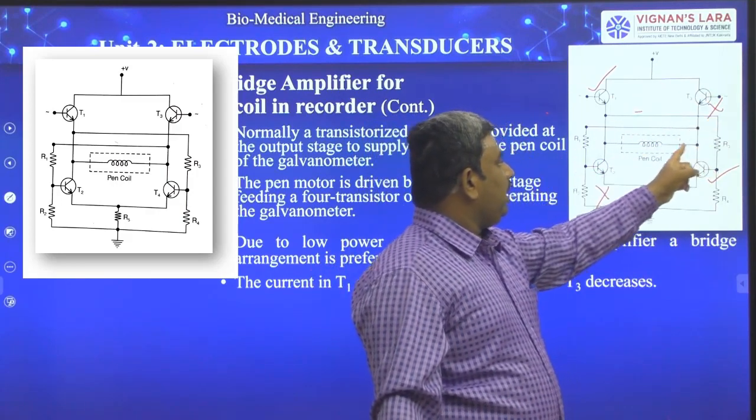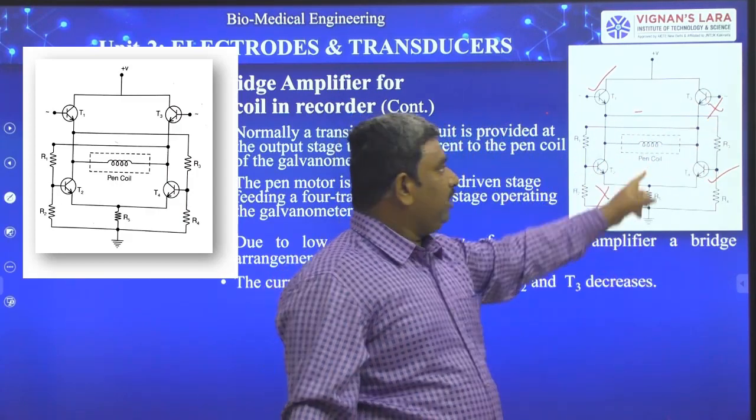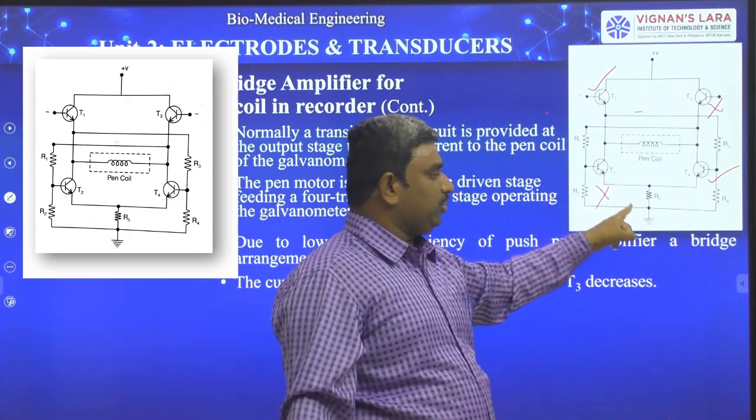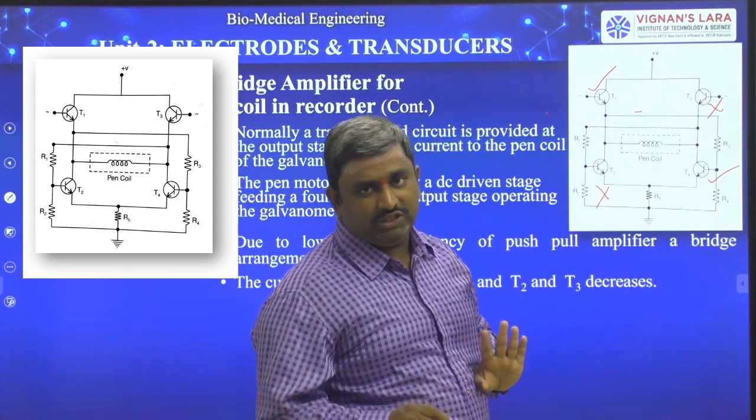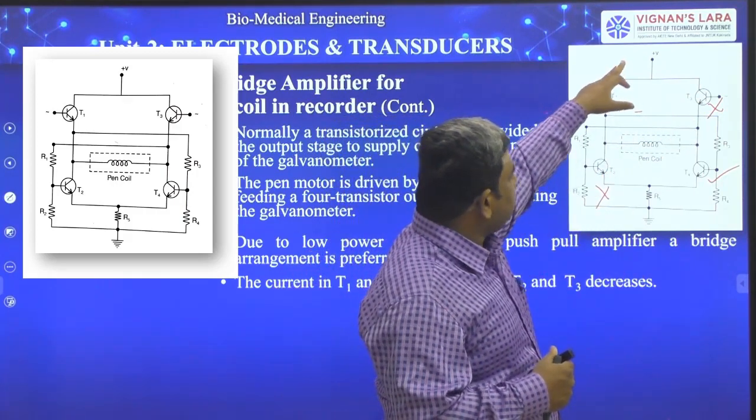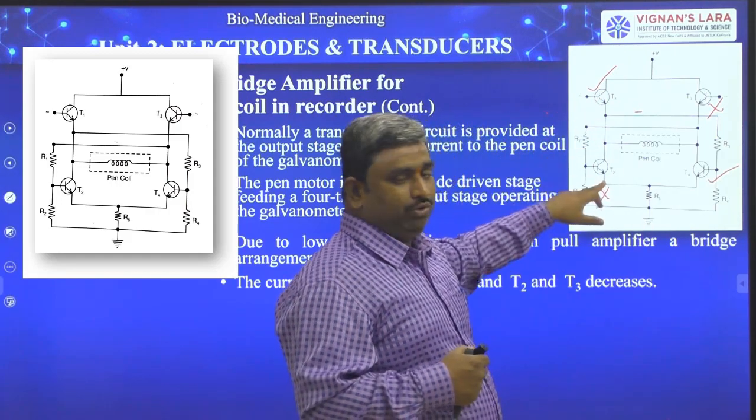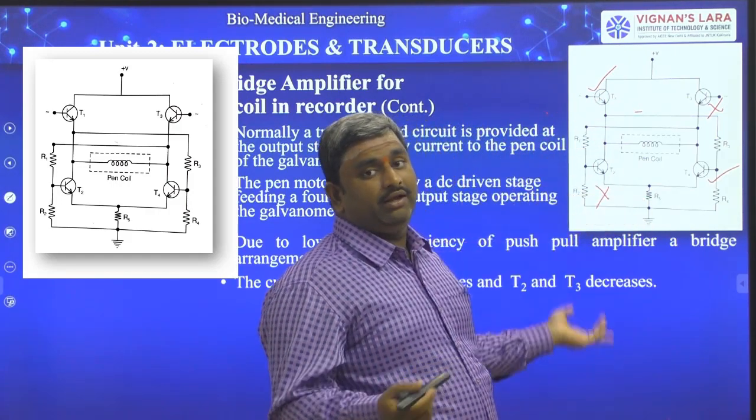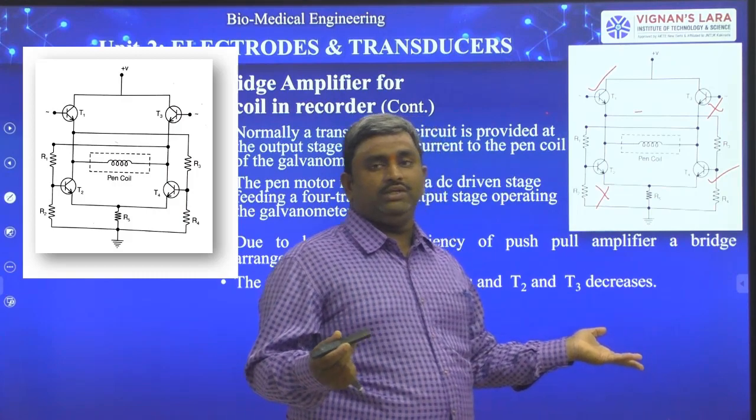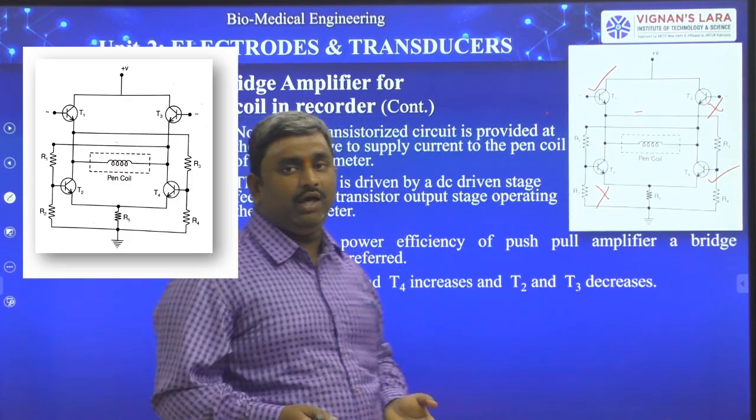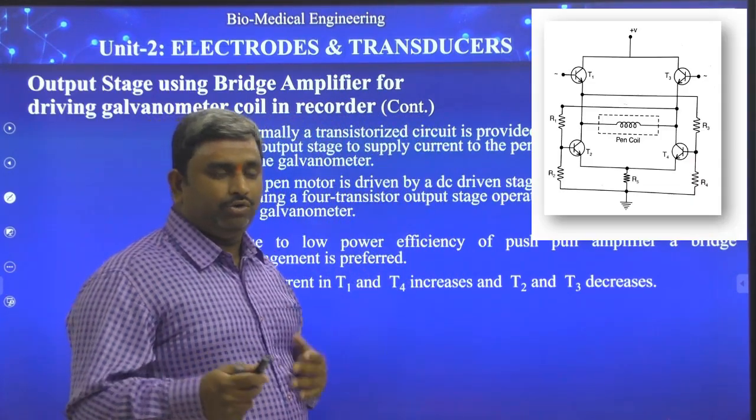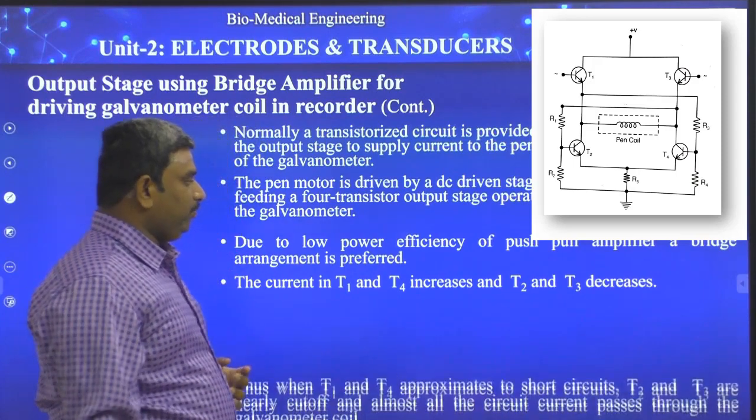Otherwise, through T3, the pen coil and T2, if the voltage is passing in this direction only, then only we can control the deflections. If the voltage is passing in this direction, with T1, T2 combinedly controlled, then it is not operating any voltages. There is no deflection in that particular pen drive or pen controlled recorder. Okay, that is very important.